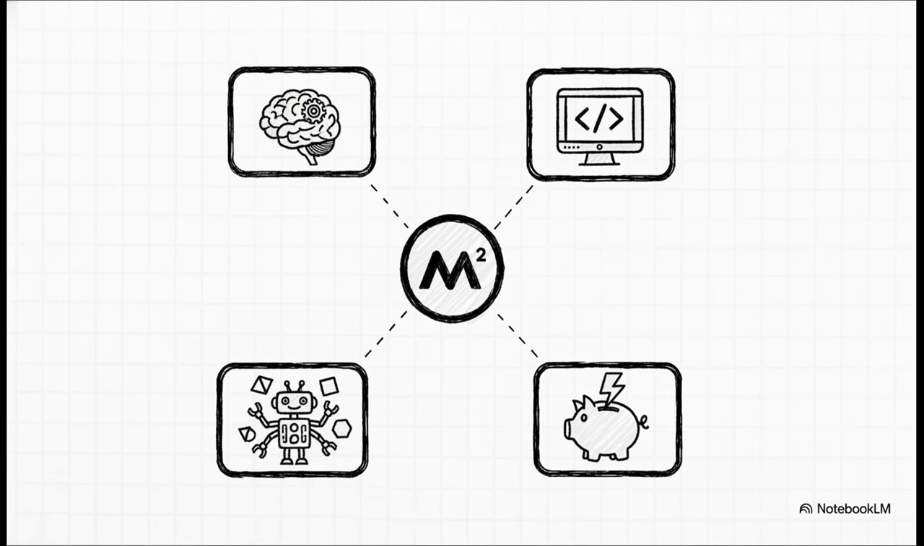So because of this super focused design, it excels at 4 key things. It's got superior general intelligence. It's a pro at advanced coding and fixing tests. It performs really well on complex agent tasks. And this is the kicker. It does all of this with a super efficient, cost-effective design.